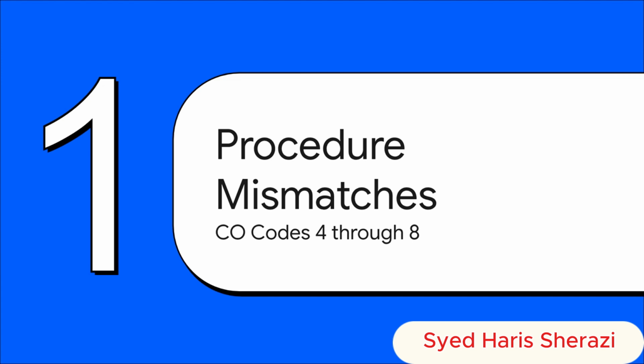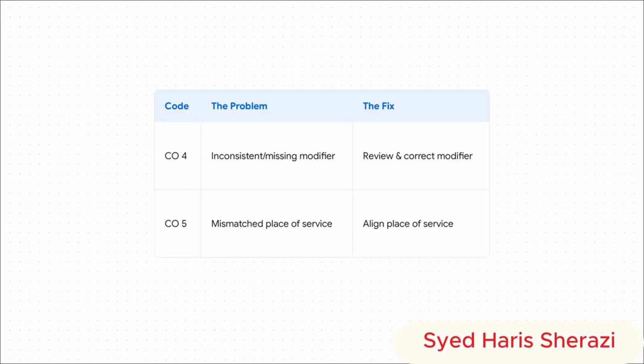So, first up, let's tackle a group of denials that's all about the nitty-gritty of reporting services. These are the classic slip-ups, the mismatches between what the doctor actually did and how it got coded on that claim form. Let's break down CO4 and CO5.